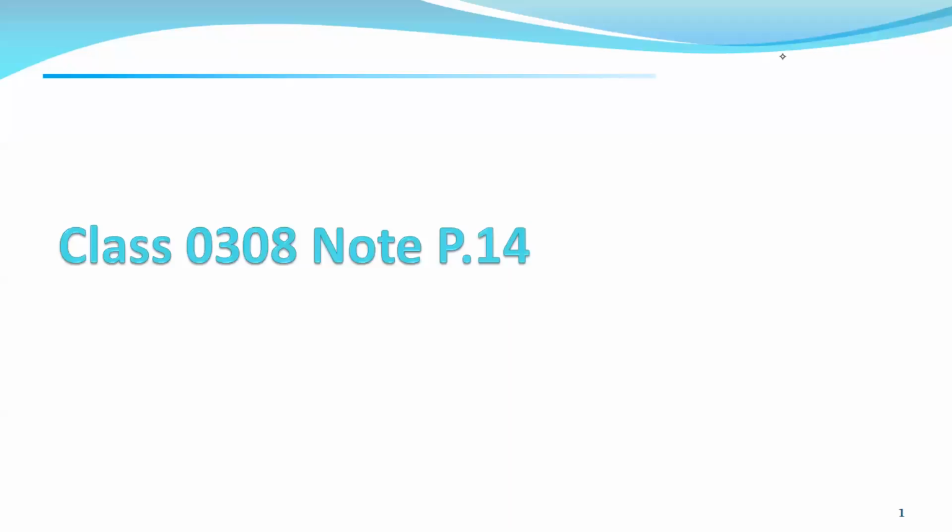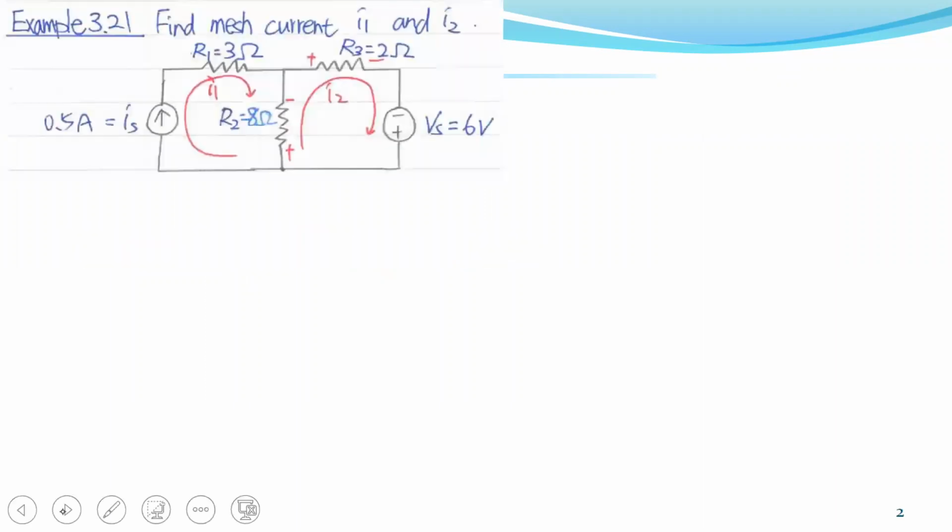Okay, class, please turn to page 14 on your notes. We look at this example, 3.21. Find mesh current I1 and I2. So you look at this configuration. It has a direct current source, and it has three resistors, R1, R2, and R3. And it also has a direct voltage source, Vs, equals 6 volts.